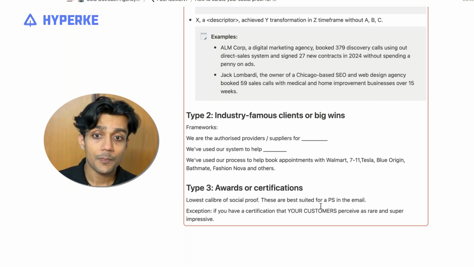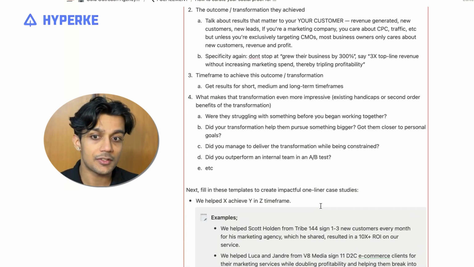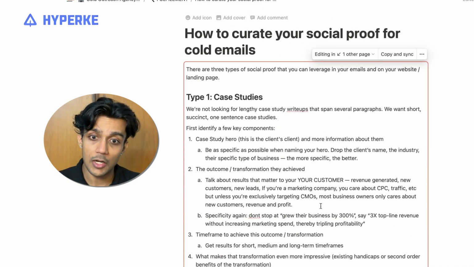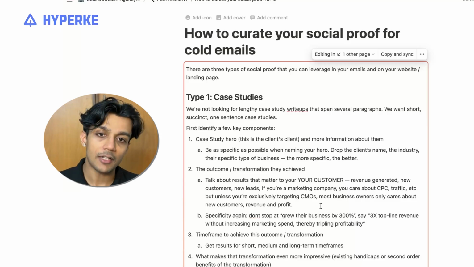So there you have it. Here's how to curate your social proof, polish it, refine it, and put it out in a form that makes it super relevant to your audience and makes it impactful in a cold email.